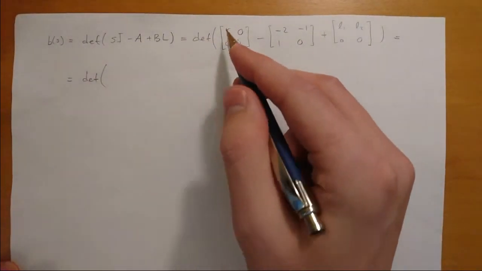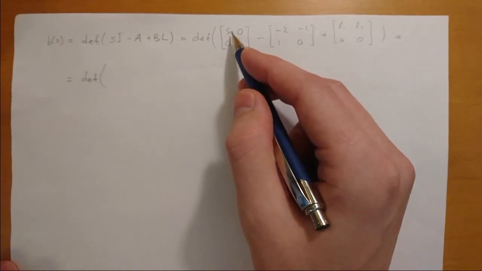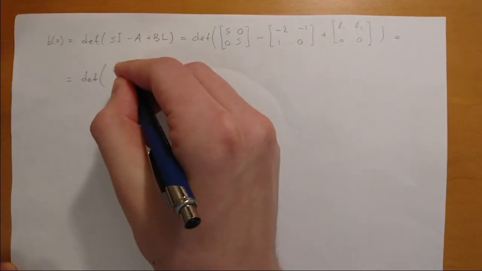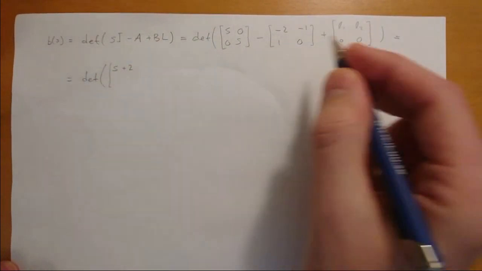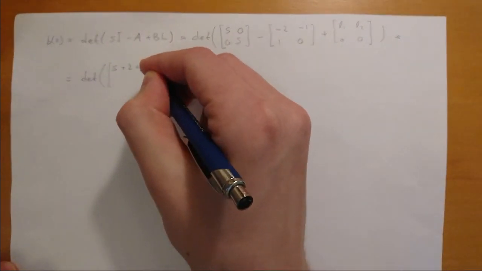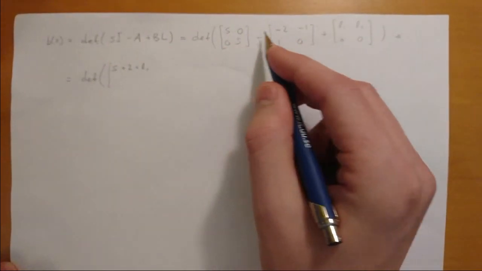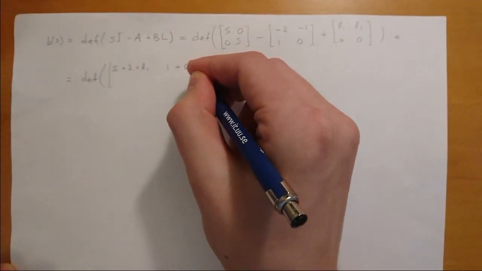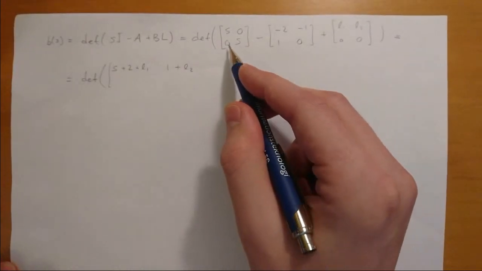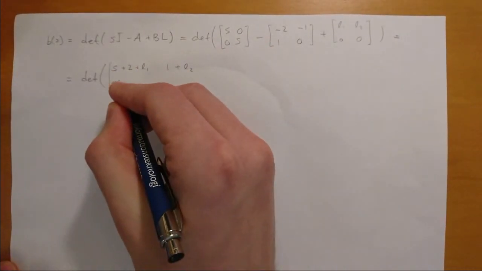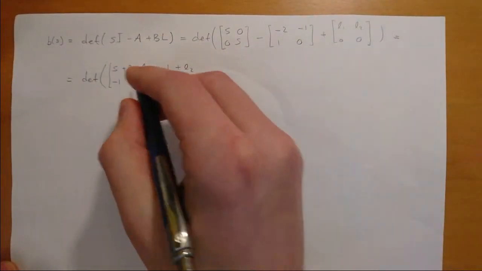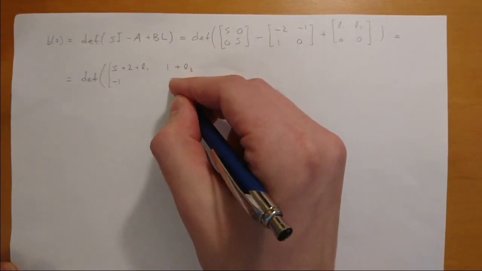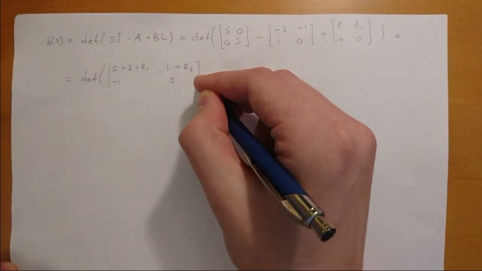So what is this going to be? Well, let's do this element by element. So this first element will have s minus minus 2, which is plus 2. And then we'll have plus L1. And for the second element we'll have 0 minus minus 1, which is just plus 1. And then plus L2. And for this element we'll have 0 minus 1, so that's minus 1, plus 0, so that's just going to be minus 1. And for the last one we have s minus 0, and then plus 0. So it's just going to be s.